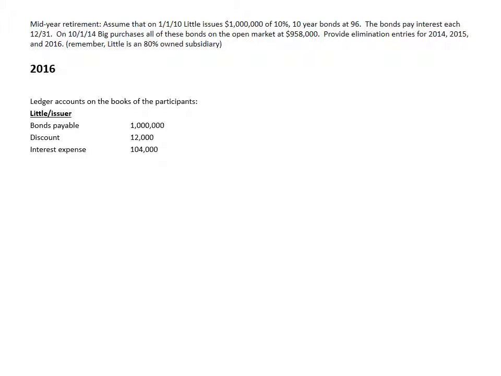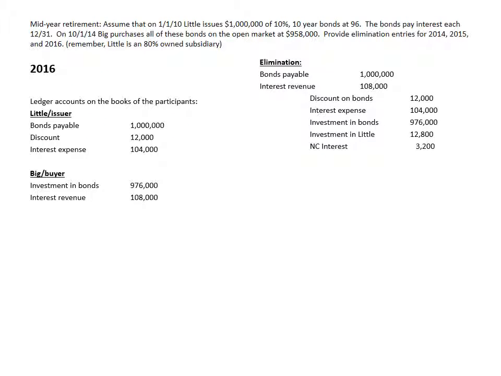Okay, let's go on to the last year, and it'll be the same drill as before. We make a list of, and again, keeping T accounts for the discount and so on would be a big help here. We list the ledger accounts for Little the issuer and Big the buyer, and again, the bonds payable is staying the same. The discount is being amortized, so it's dropping by $4,000 per year. Interest expense, straight line amortization, so it's a constant $104,000 per year. Over on Big the buyer's books, their investment in bonds is rising by $8,000 per year as their discount gets amortized, and their interest revenue is constant because of straight line amortization.